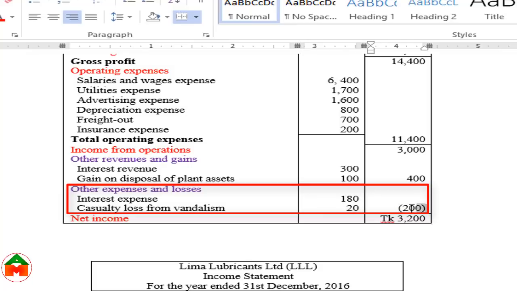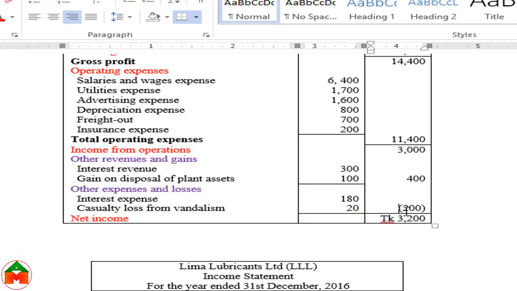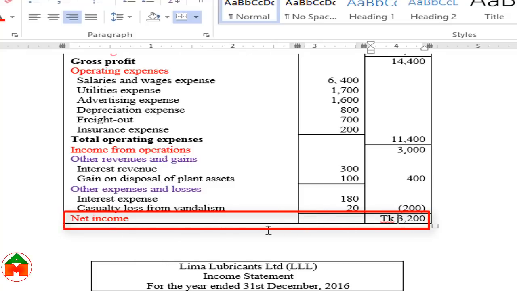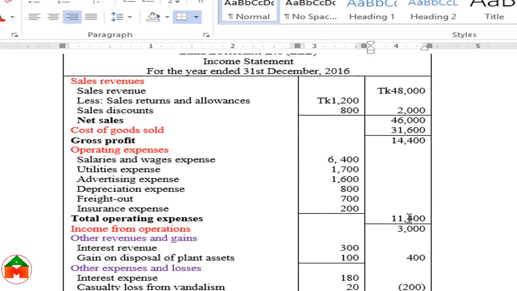Here we can see there is a bracket showing that this should be deducted from the income from operations. Here 3,000 is the income from operations. We will add this 400 to this amount and we will deduct this 200 from this amount. So if we deduct 200 and add 400, we will reach 3,200, which is considered as net income. So this is the net income.